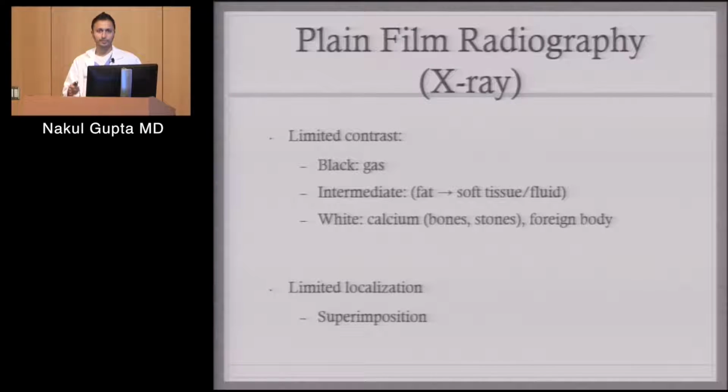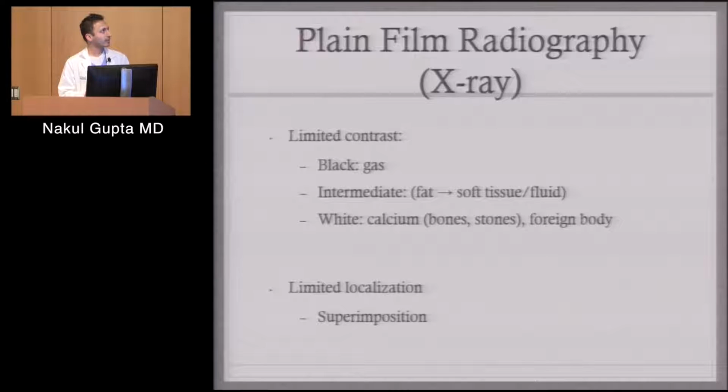and you guys may be familiar with these. We call them KUBs colloquially. Now, what are some of the things we can see on here? Well, for one thing, in plain radiography, the contrast resolution is limited, meaning you can't differentiate different soft tissues very well. What we can see is things that are black, like gas. Air will be black, or what we call radiolucent.